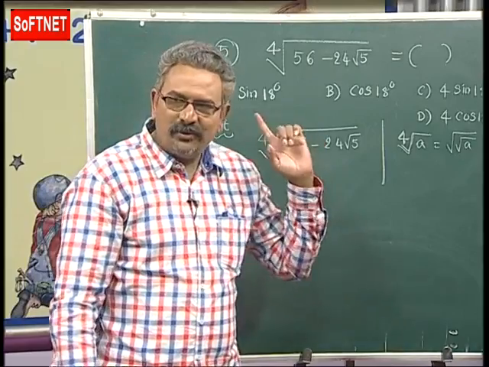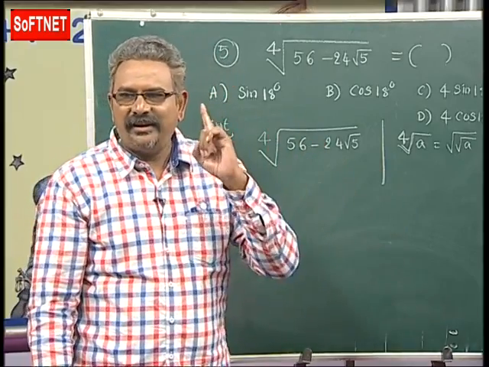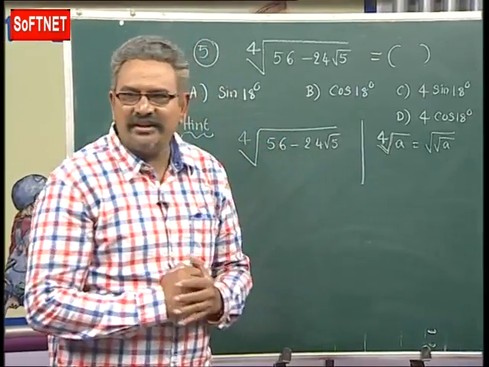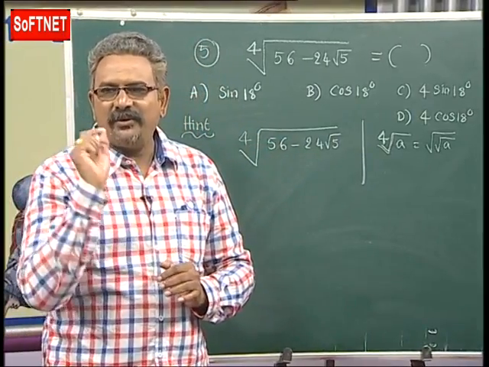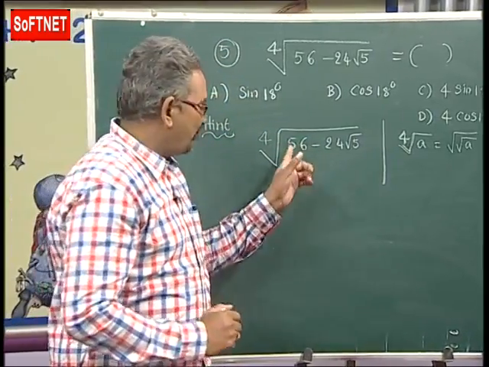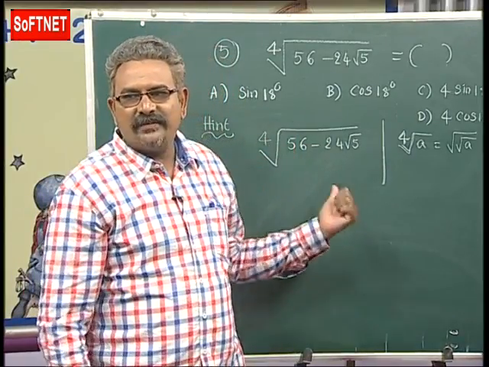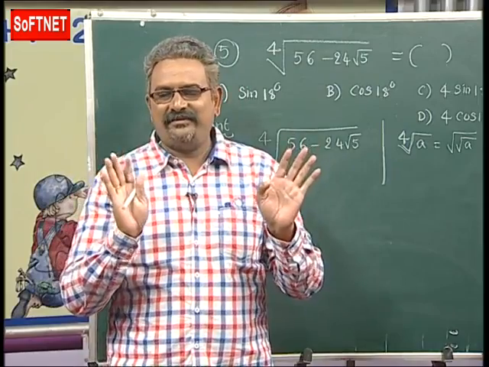Just look at only the irrational part. What is the irrational part in this one? 24 root 5. So you need not worry about the rational part, which is 56. You leave it for a while.